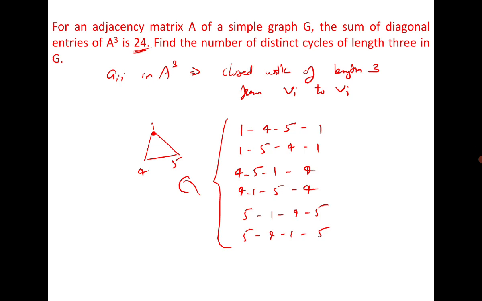So out of 24 there is a lot of repetition, or you can say that each set of 6 closed walks represents one non-isomorphic cycle of length 3. So in total 24 divided by 6, which is 4 distinct or non-isomorphic cycles of length 3, are there in graph G. So that's all from the tutorial sheet.